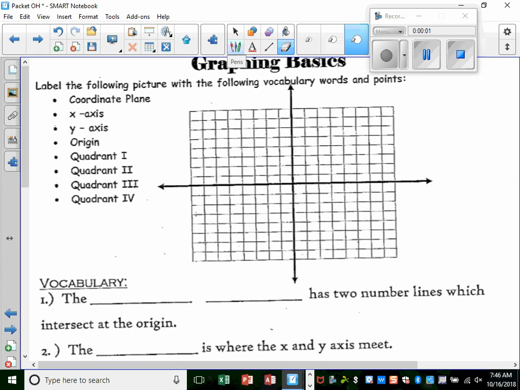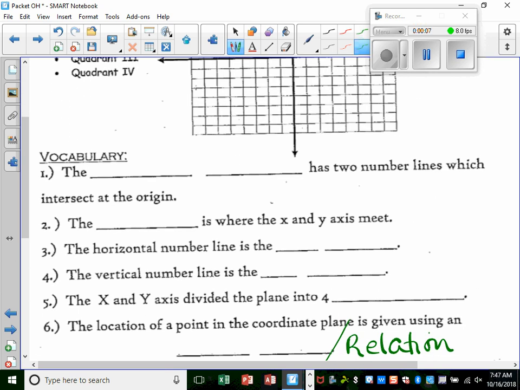Label just the parts to a coordinate plane. So this is the first page. And so for the first one, you should say that the coordinate plane has two lines. So this would be coordinate plane. Okay, so the coordinate plane has two number lines which intersect at the origin.